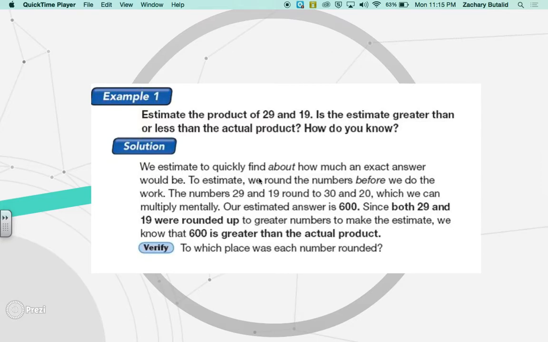All right, and so here's our solution to the problem. We estimate quickly to find out how much an exact answer would be. To estimate, we round the numbers before we do the work. The numbers 29 and 19 round to 30 and 20, which we can multiply mentally. Our estimated answer is 600. Since both 29 and 19 were rounded up to greater numbers, we know that 600 is greater than the actual product.